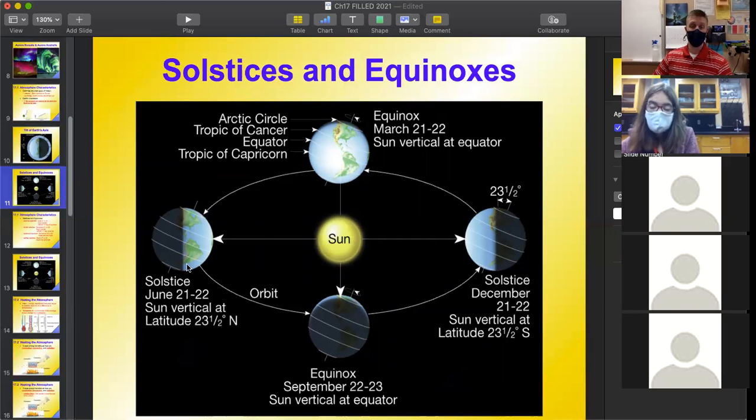So that's the big thing. It's all about the angle that the sun's light hits the Earth, and that happens because the Earth's tilted. So you can see here on the left, we have the northern hemisphere tipped towards the sun, and then as it goes around the sun, notice that it still stays tipped the same direction. It's just going around the sun that way. Here on the right, the northern hemisphere is tipped away from the sun.